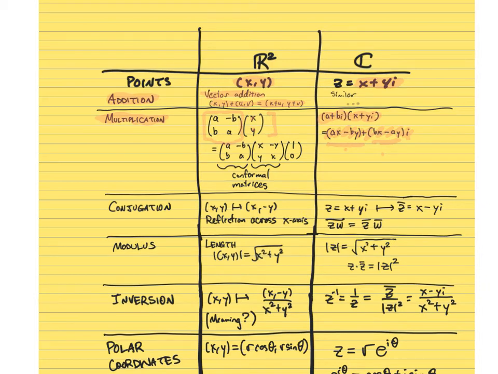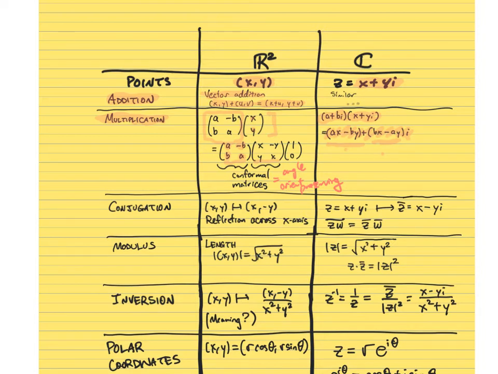And you could even expand this into multiplication of two matrices. And these matrices have a special type. Obviously, you have a on the diagonal, b and minus b on the off diagonal. And these matrices have a special property that they're conformal, except when they're 0. So conformal here means that they are angle and orientation preserving. And there'll be a homework exercise for showing that.